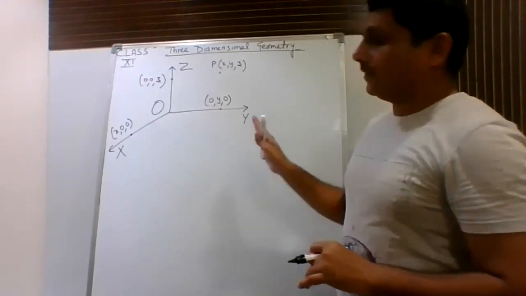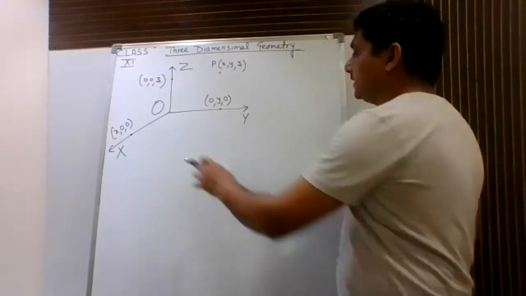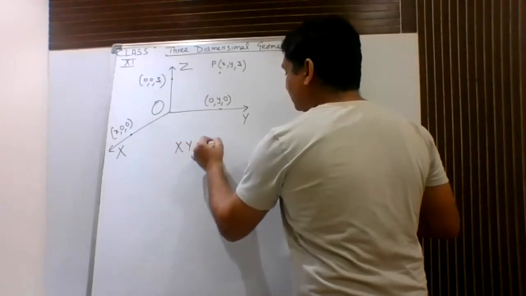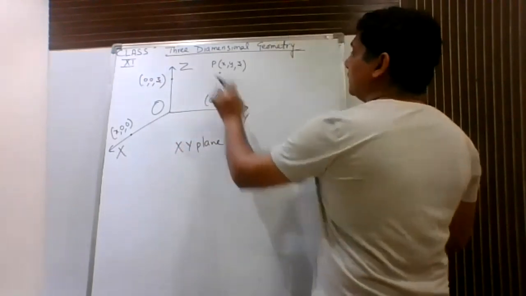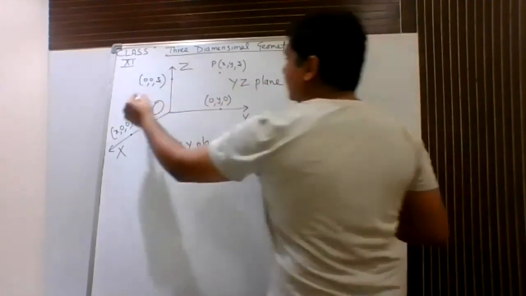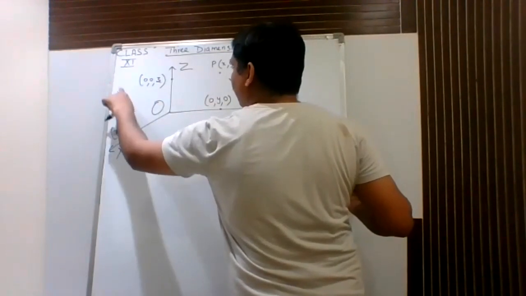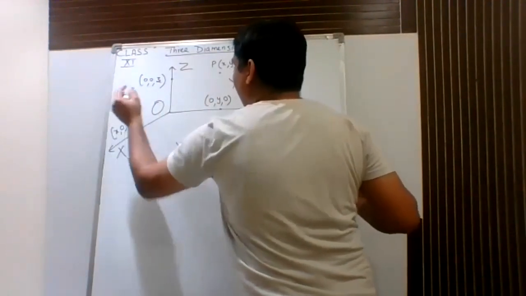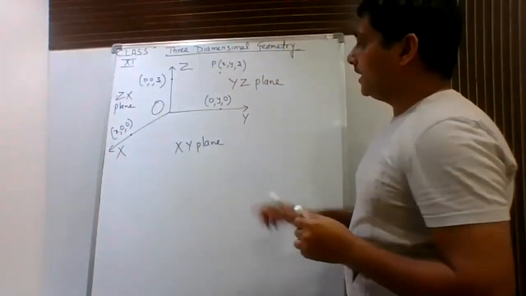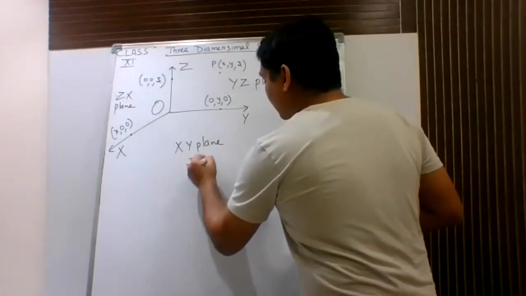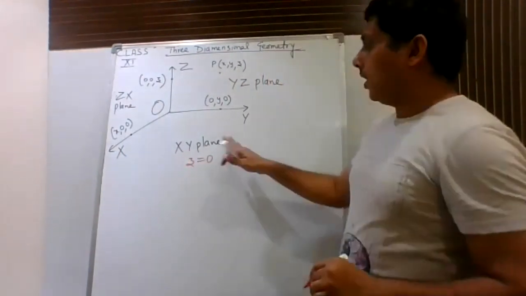Now we have a concept of planes. So this particular plane is known as xy plane. This one is yz plane. And this one is known as xz plane, yeah, zx plane. Now, when we are talking about this xy plane, then there z is always equal to 0. Now, how is it equal to 0?